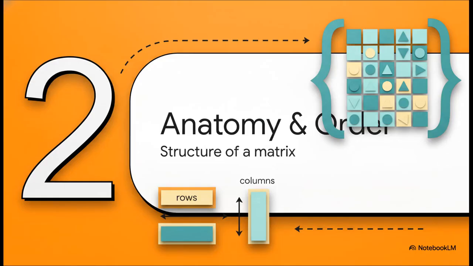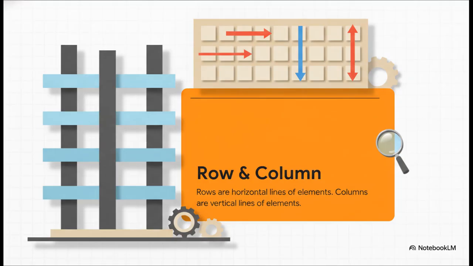Moving on to Section 2, Anatomy, Order, and Notation. Now that we see why they're useful, we really need to understand the basic anatomy of a matrix so we can actually use it. Think of it like architecture. Just like a physical building relies on horizontal floors and vertical pillars, every single matrix is structurally built on horizontal rows and vertical columns. So, whenever you look at a matrix, always train your brain to scan left to right first, those are your rows, and then top to bottom, those are your columns. It's literally the baseline for everything else we're going to do.